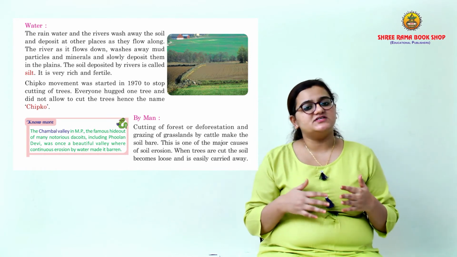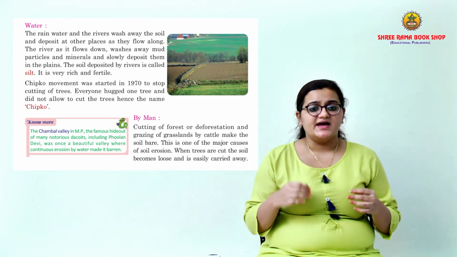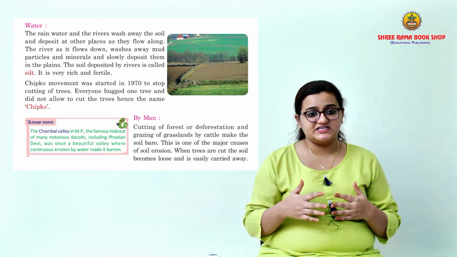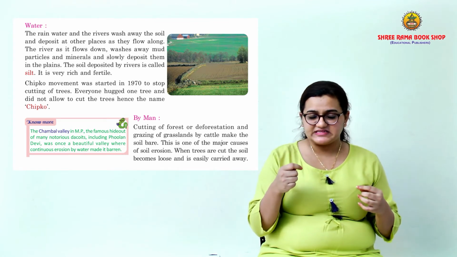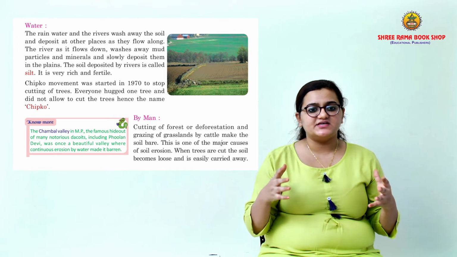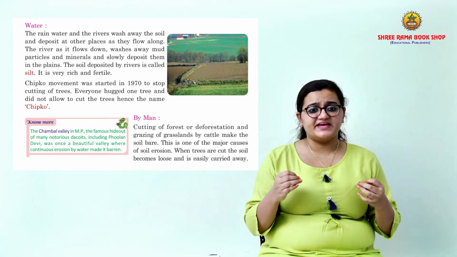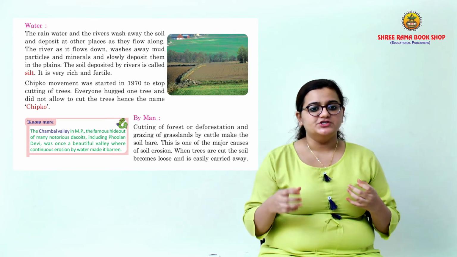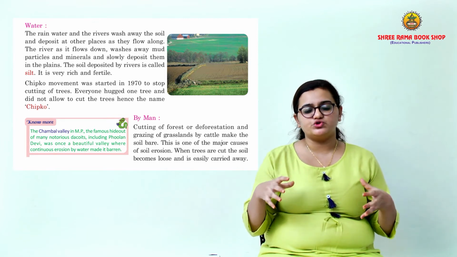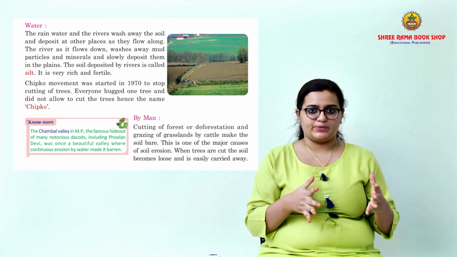Now let us look at soil erosion by man. Cutting of forests, or deforestation, and grazing of grasslands by cattle make the soil bare. This is one of the major causes of soil erosion. When the trees are cut, the soil becomes loose and easily gets carried away.